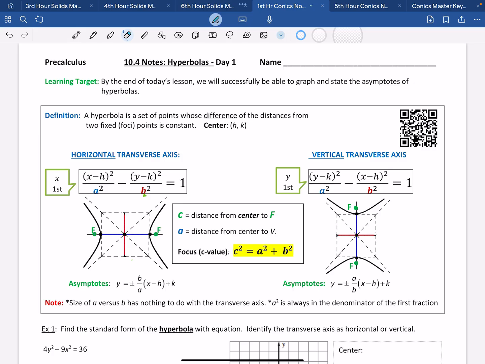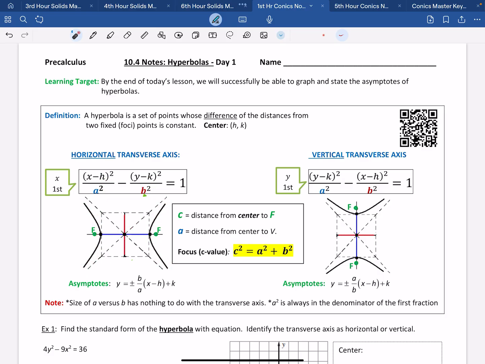So I want you to think about the hyperbola as a shape. It's a curve that has two parts to it. They open away from each other, and it resembles a parabola. Think about a parabola that has a twin that is a reflection of itself about some center point. This is called the center, where h and k is the center of our hyperbola.